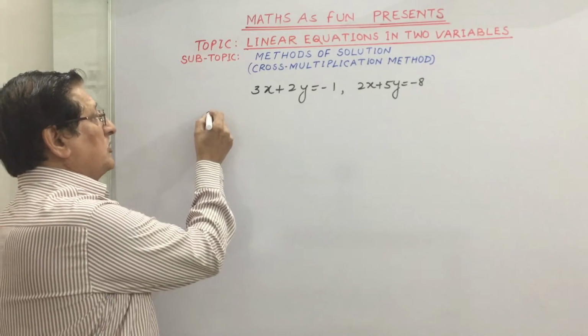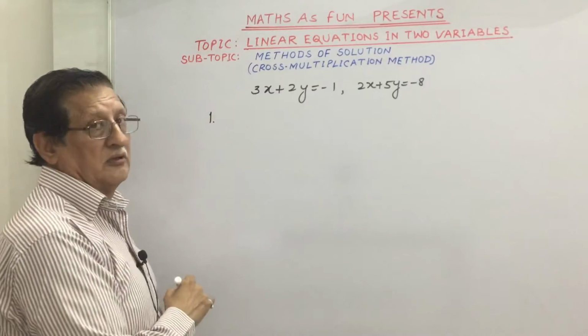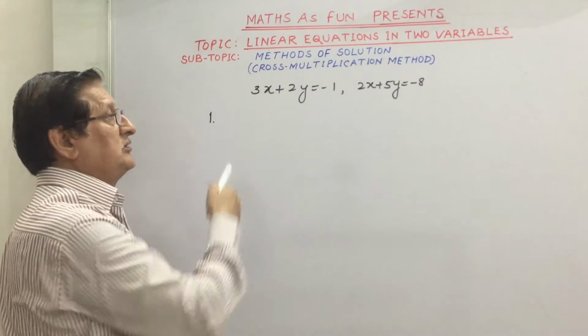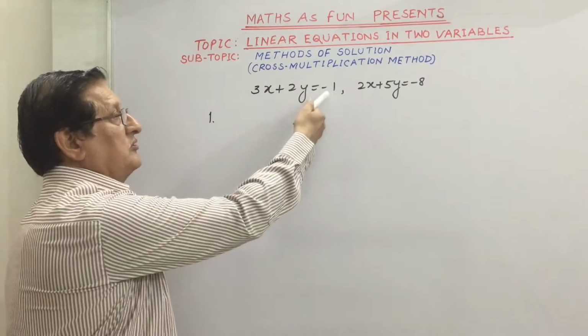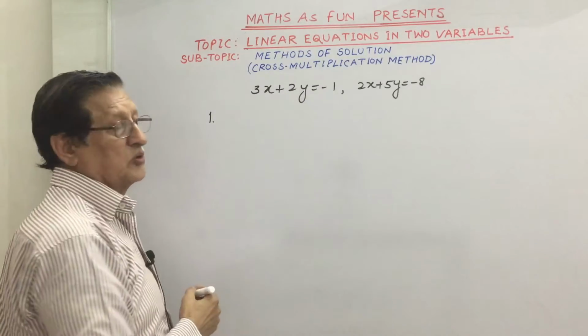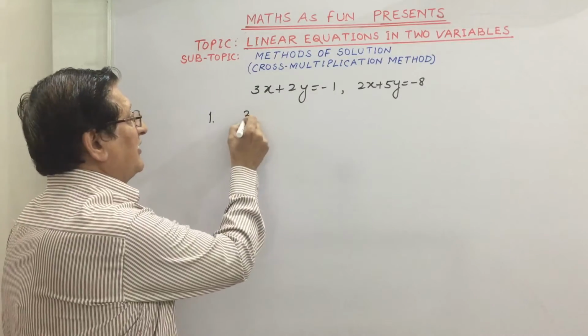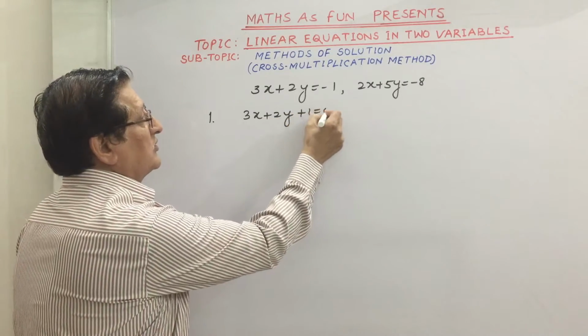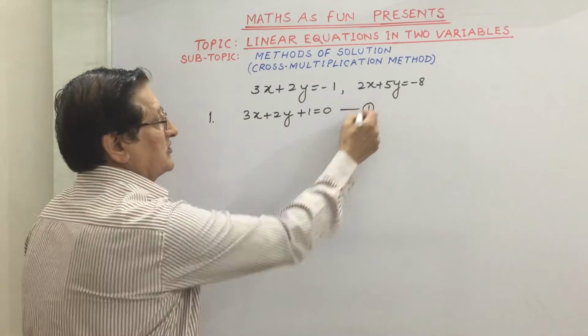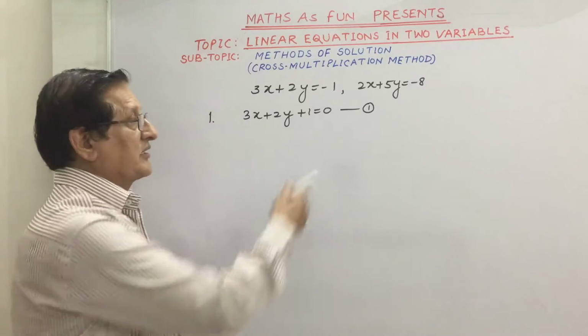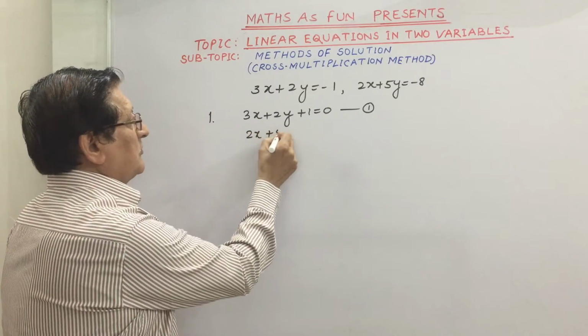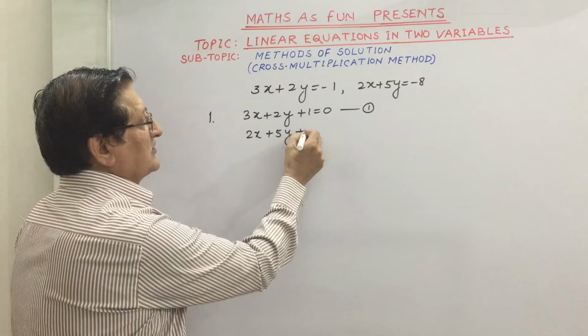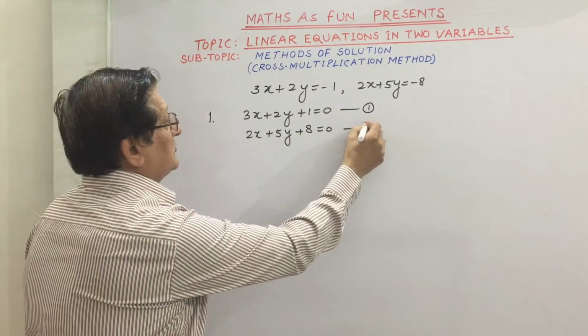Then, as I told you, number one, what we will do? We will write them in the general form. So we have to transpose this constant term onto the left, and then we will have 3x plus 2y plus 1 equal to 0. This is the first equation. Second, we will have 2x plus 5y plus 8 equal to 0. This is your second equation.